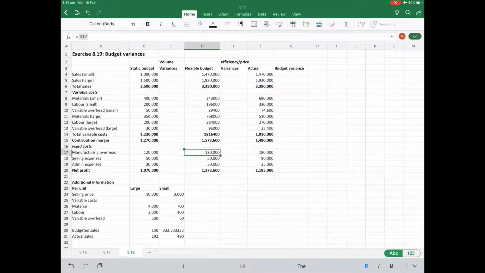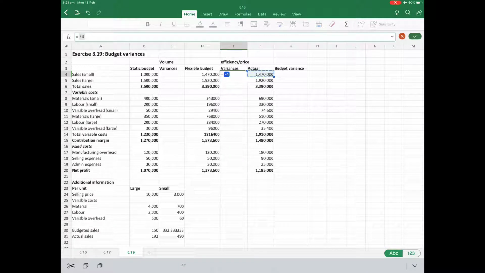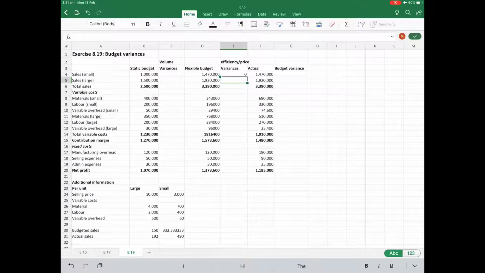Now we can calculate the variance. For the variance, you can take the actual minus the flexible budget, or the flexible budget minus the actual. Here, I just want to know the difference between the two, so I just take the actual and minus the flexible. And then you can copy this formula and paste it down to here.